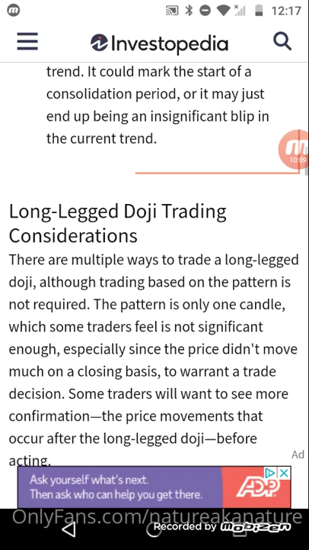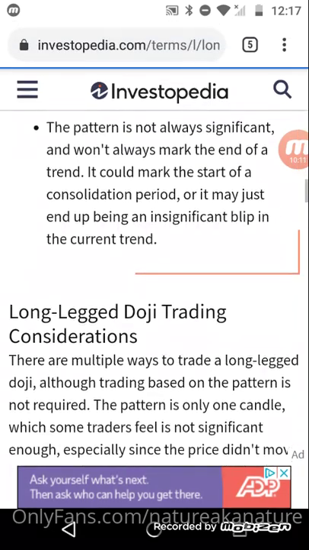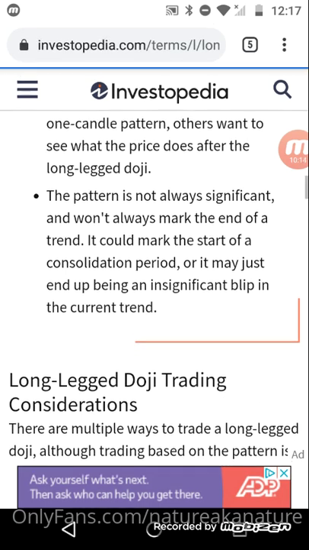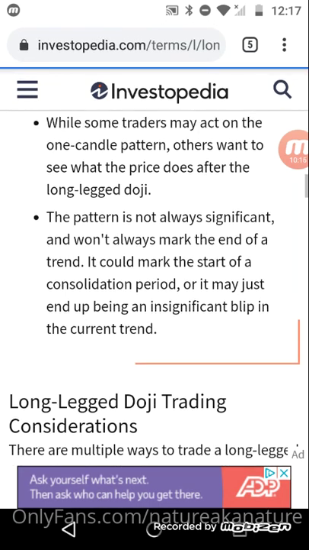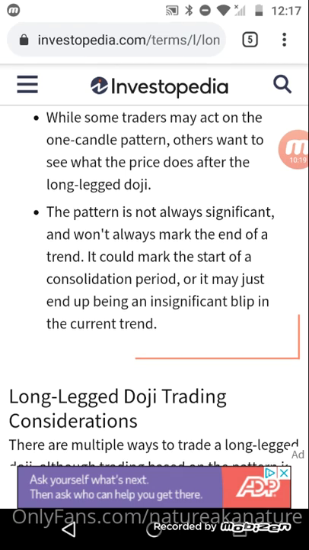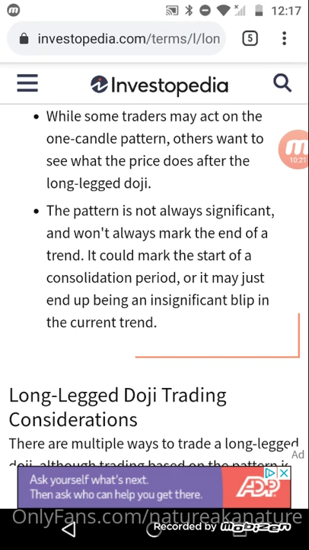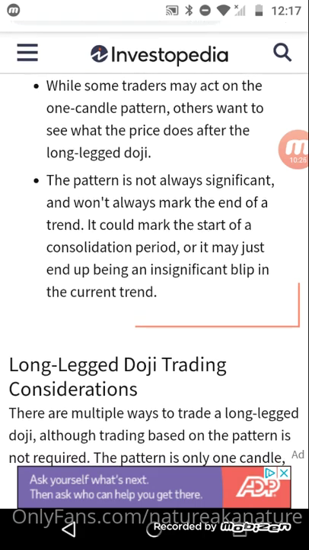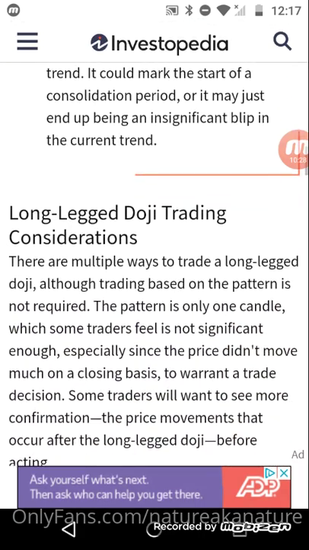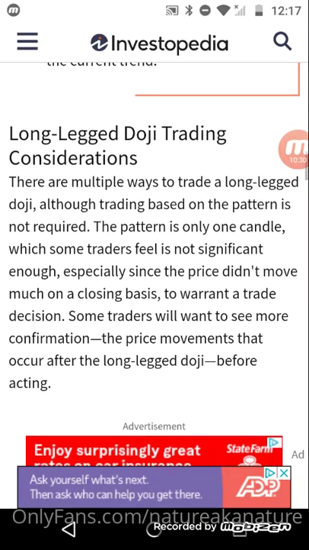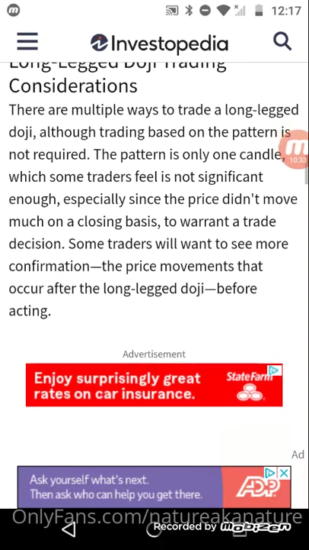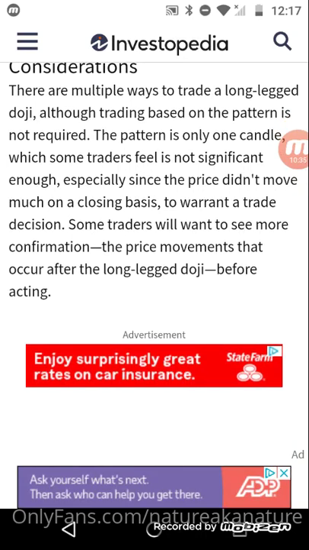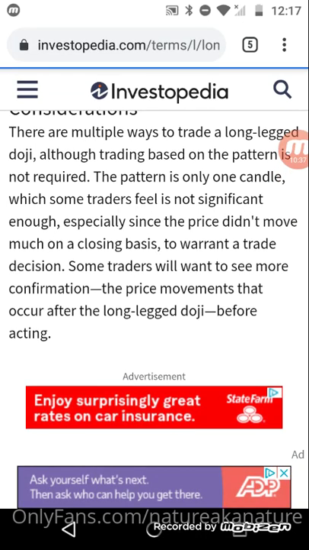So long-legged doji trading: consolidation, although trading based on patterns is not required. The pattern is only one candle, which some traders feel is not significant enough, especially since the price didn't move on a closing basis to warrant a trade decision. Some traders will want to see more confirmation from the price movement that occurs after a long-legged doji before acting. This is because long-legged dojis can sometimes occur as part of a larger consolidation. So dojis can form a large consolidation.